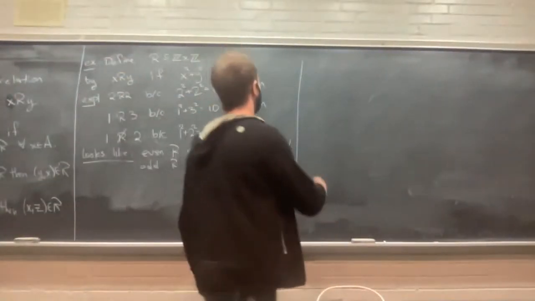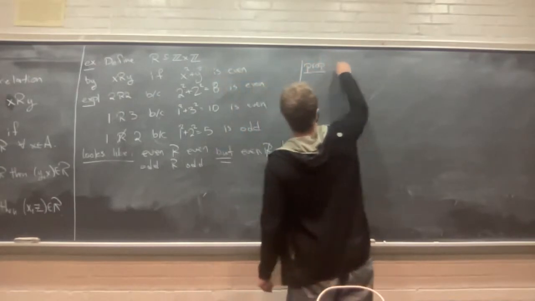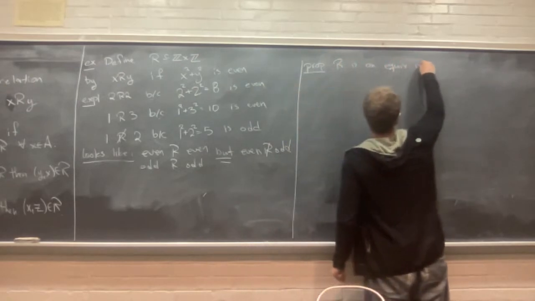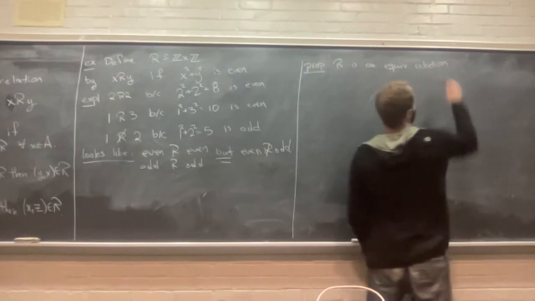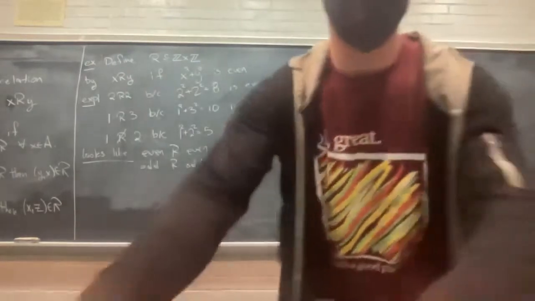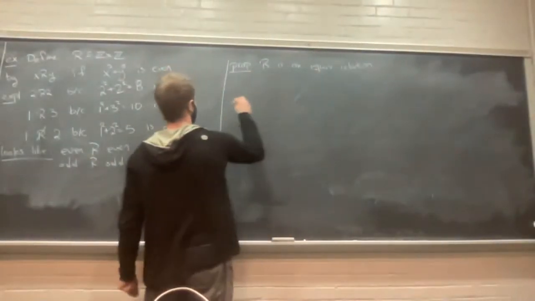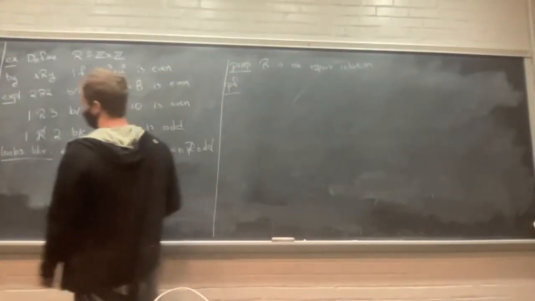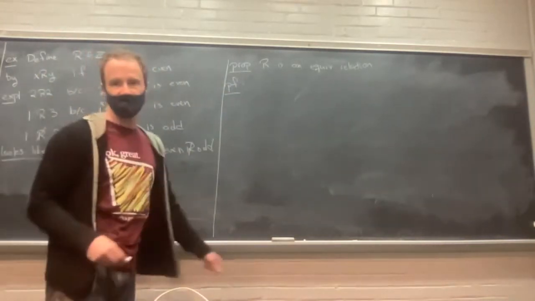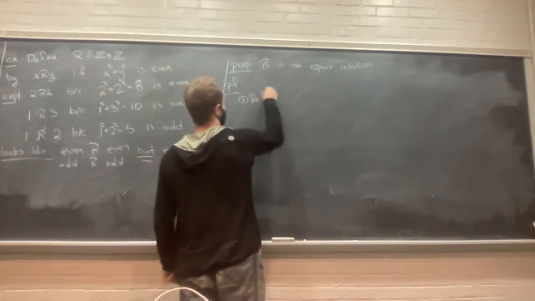So maybe we'll make this a proposition. R is an equivalence relation. Let's check the three properties. We have to check reflexivity, symmetry, and transitivity. So let's check reflexivity first.